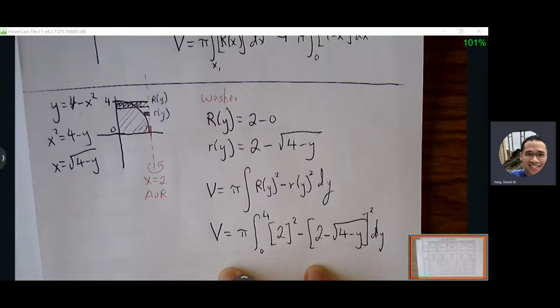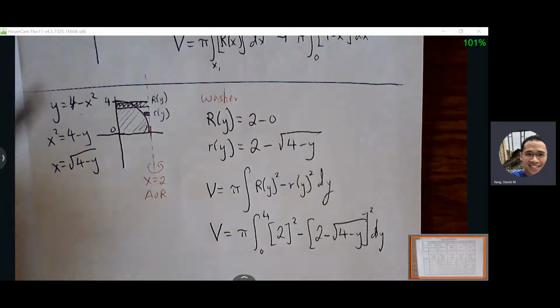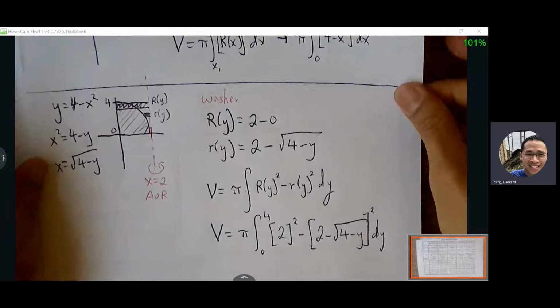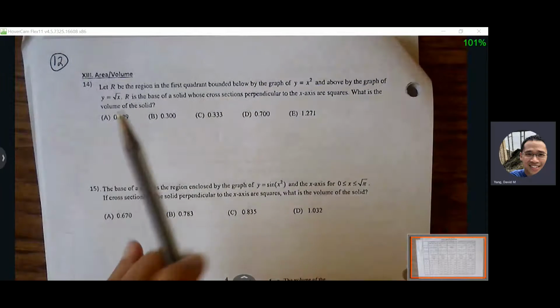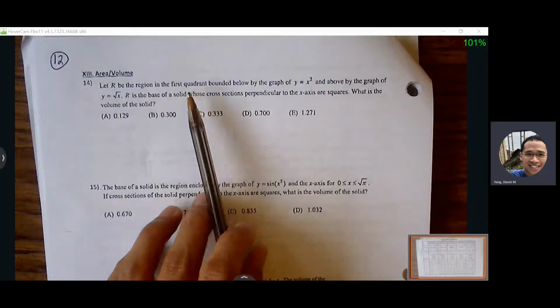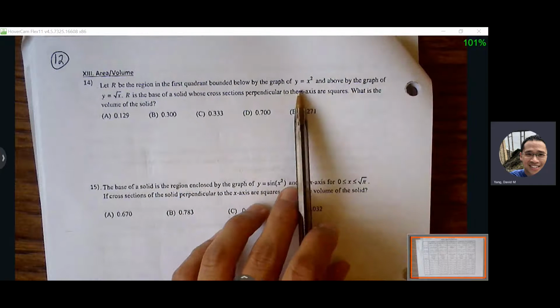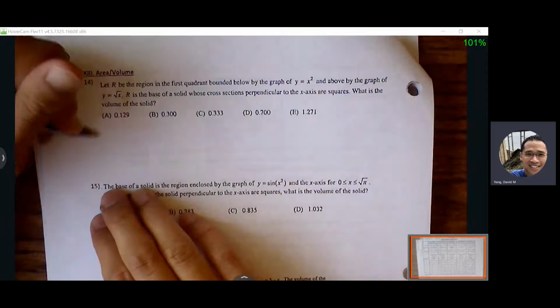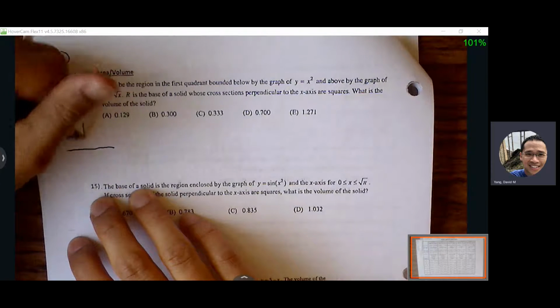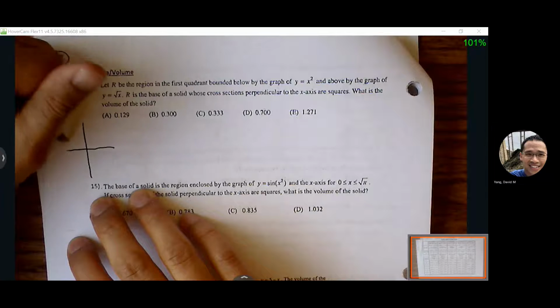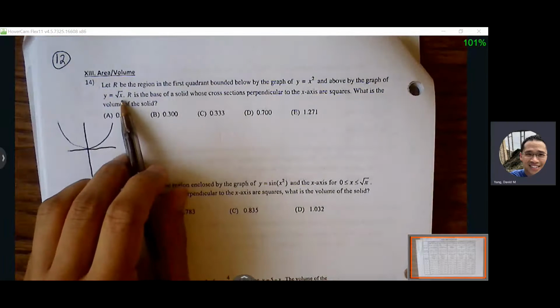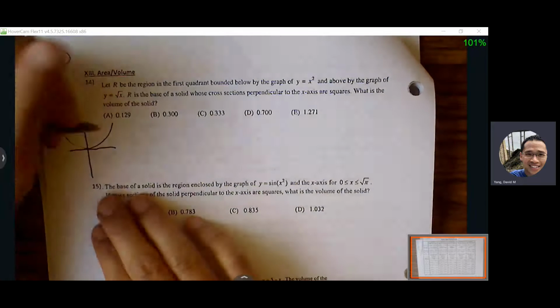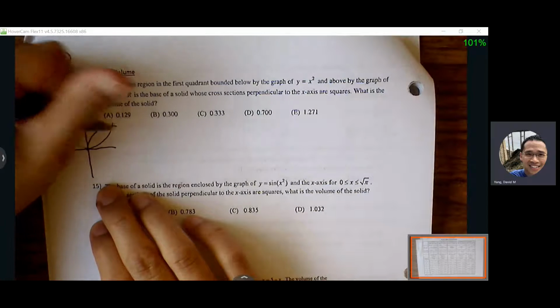And then let's look at page 12, where we can do a practice involving a cross-section. Okay, so I'll review the cross-section as we look at number 14. Here is page 12, number 14. Let R be the region in the first quadrant bounded by the graph of y equals x squared and y equals square root of x. Okay, so y equals x squared, we know that's the parabola in the first quadrant. y equals square root of x, we know that's just the radical function that's going to be sloping down. So there's my shaded region.